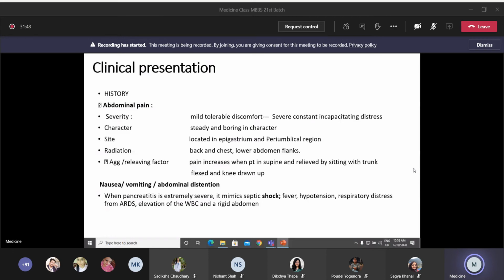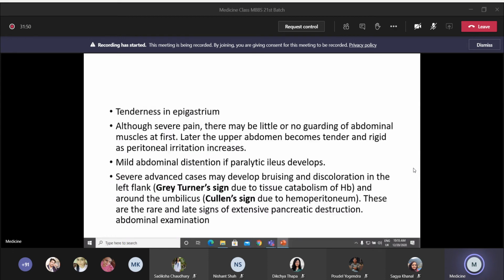So tenderness is present in the epigastrium, depending upon the severity. If it is mild, you might not elicit a tenderness, but in case of severe, the patient will not allow you to touch his or her abdomen. That is so severe pain. There may be little or no guarding of the muscles at first, but later abdominal muscles become tender and rigid as peritoneal irritation increases.